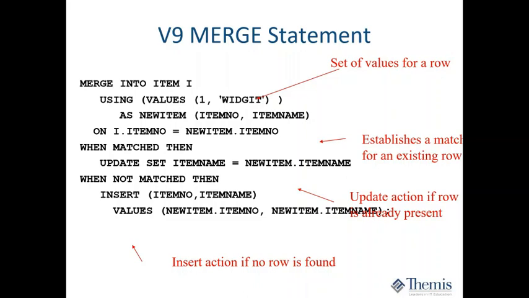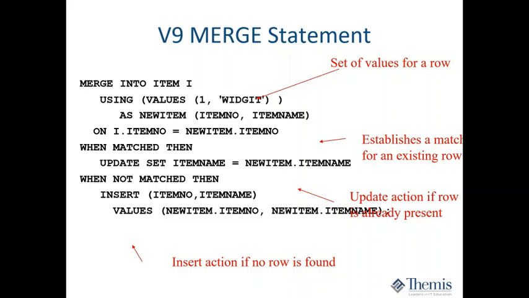Basically, those first 3 lines say I'm making a new little fake table called new item. It's got 2 columns, item number and item name. The value for item number is 1, and the value for item name is widget. So it's a little 1-row table. On line 4, on I.item number equals new item.item number, I'm saying I'm going to take this little fake table and join it to the real table called item. That on clause may look an awful lot like a join predicate, like you would write if you were joining two tables together. And in fact, you are joining two tables together in this example.